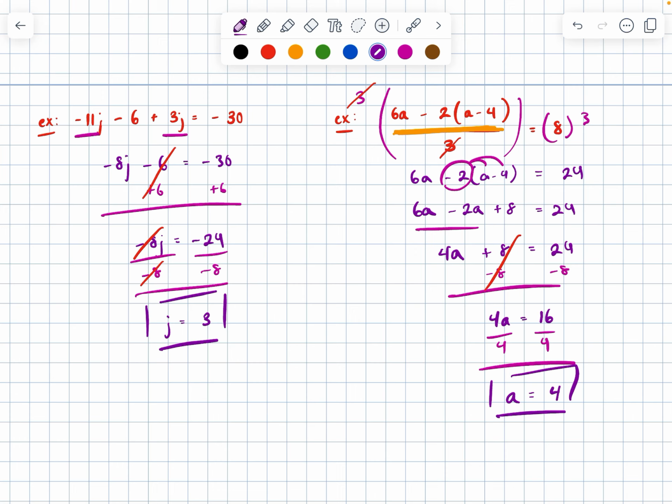Alrighty, so j equals 3 in the first one. A equals 4 in the second one. If you don't believe me, plug it back in, use your substitution property, check and make sure that these do in fact give us true statements. Or you can just believe me. But listen, do what you want to do.